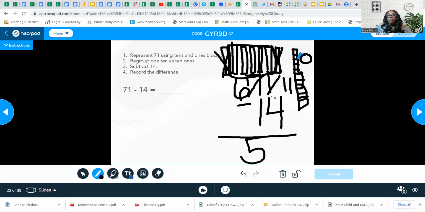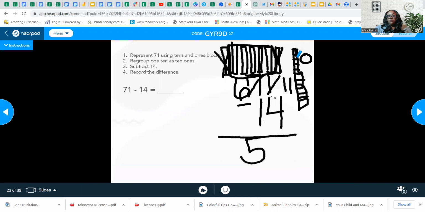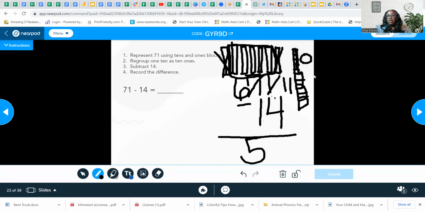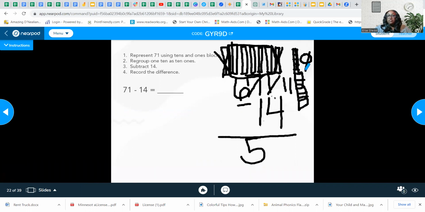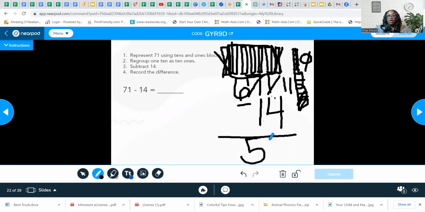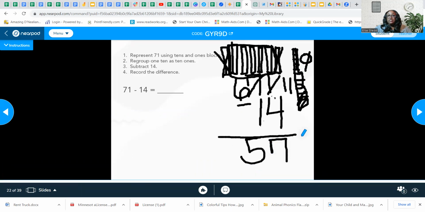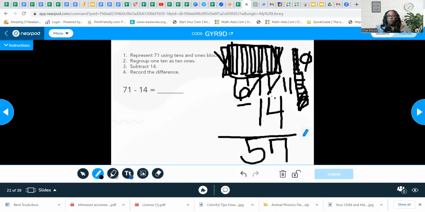So if we have 11, we take away 4 of these, right? 1, 2, 3, 4. So we count how many we have left. So let's see here. Make sure I did this correctly. So we have 11 of them, right? So we took away 4 of them. So we're going to take away 1 of these, and then we're going to take 3 more of these. 1, 2, and 3. And now 11 minus 4 is 7, okay? 57. So that'll be your answer for that one, okay?